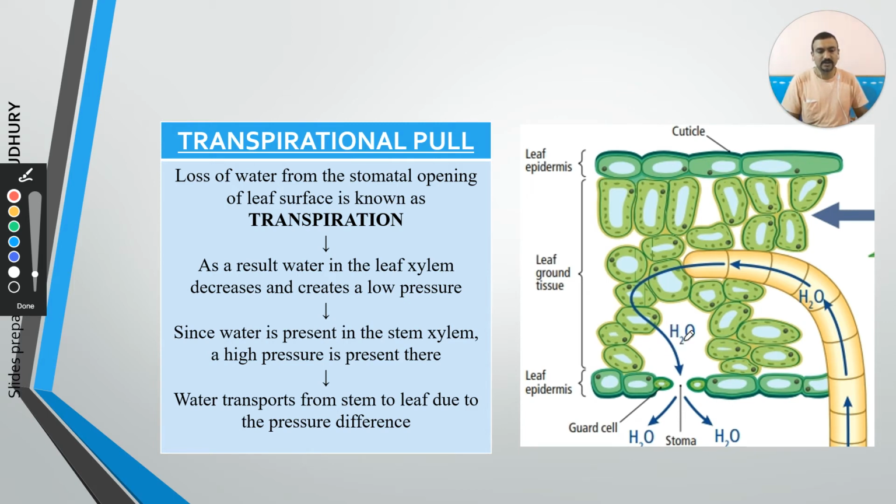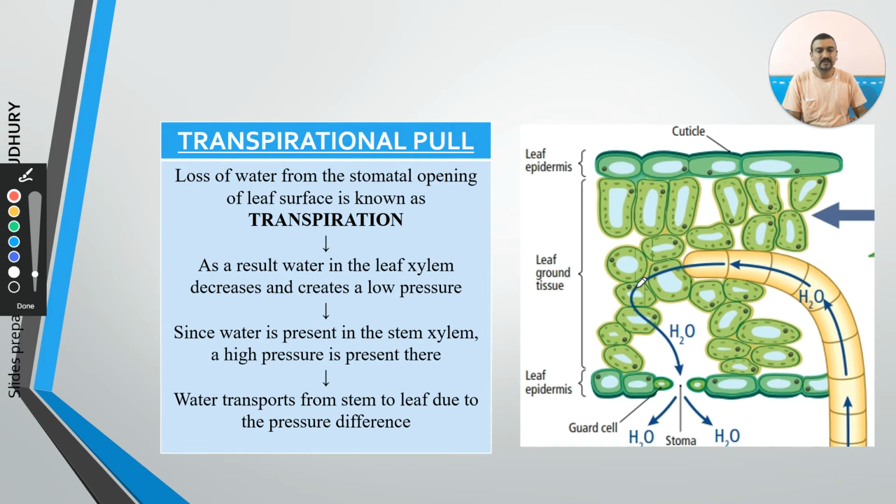The water in this area will decrease. So there is a low pressure created. Whenever there is a decrease in the volume, the pressure will decrease. So the volume of water here decreases, so a low pressure is created. As a result, the water from these different cells will start moving to this area because there is low pressure.